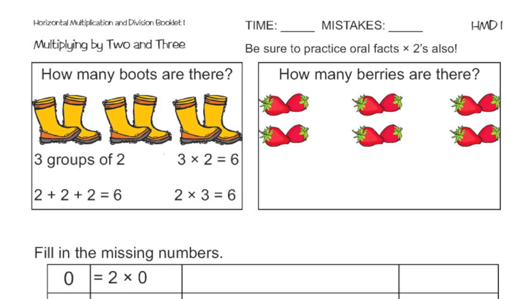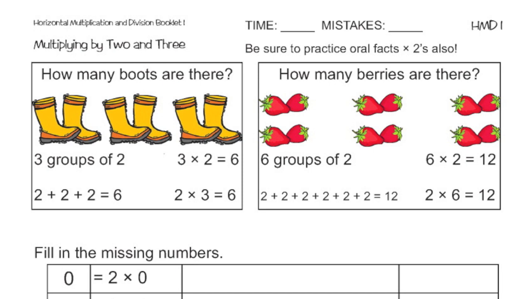So now let's go on to how many berries are there. I can count how many groups of berries I see. It looks like six groups of 2. Again, I could do 2 plus 2 plus 2 plus 2 plus 2 plus 2, which is equal to 12, but that's not what we're looking for. What we're looking for is multiplication. So I'm going to do 6 times 2, and that's going to give me a total of 12. I could also do 2 times 6, and that would give me a total of 12.